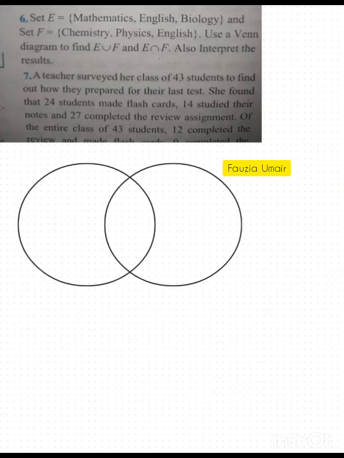Alright, next question is question number 6, very easy question after a lengthy question number 5. So set E and F are given. So you need to use a Venn diagram to find out E union F and E intersection F, also interpret the results. So I have two overlapping circles here. So one is E, one is F. So let me fill. I can see that English is overlapping in both sets, so I will put it in the middle. Then set E elements are math and bio.